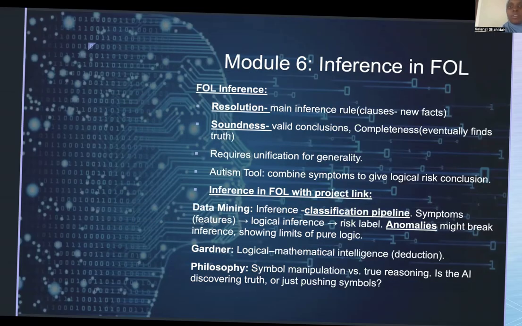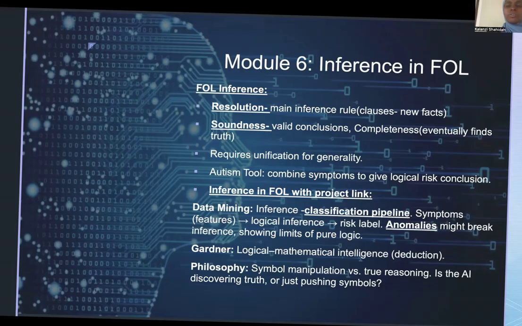No. Then the next one, we have inference in first order logic. Resolution is the main inference rule. It is the most important, because it combines clauses to derive new truths. Resolution is sound, it produces valid conclusions, and it is complete because it eventually finds the truth. No matter how many times it cycles, it is going to finally find the truth. Then it requires unification for generality. You have to unify the things so that you can have general output.